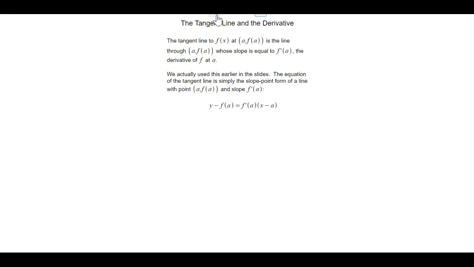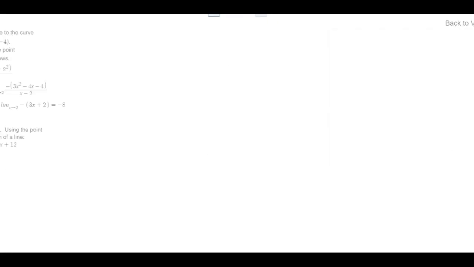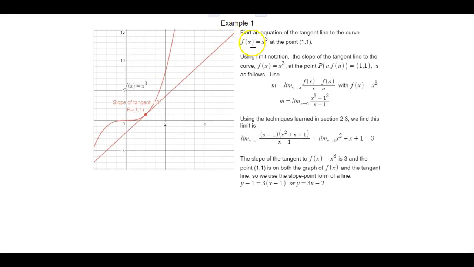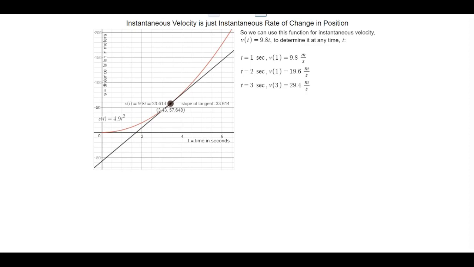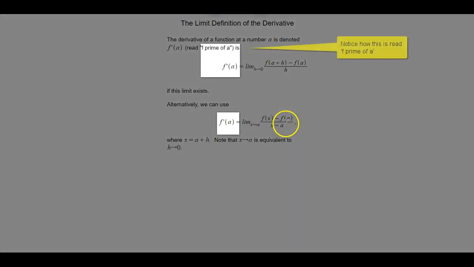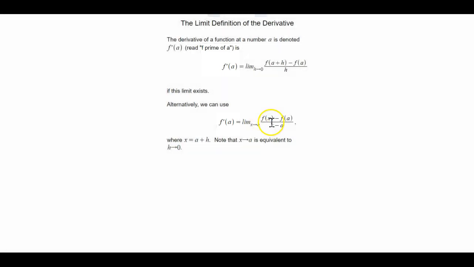So the derivative is also the same thing as the slope of the tangent line. So if you recall, the slope of the tangent line was the limit as x approaches a of f of x minus f of a over x minus a. Well, that looks familiar, doesn't it? That's the derivative. So before, when we were looking at slopes of secants earlier in this lecture, we used this format of the derivative.